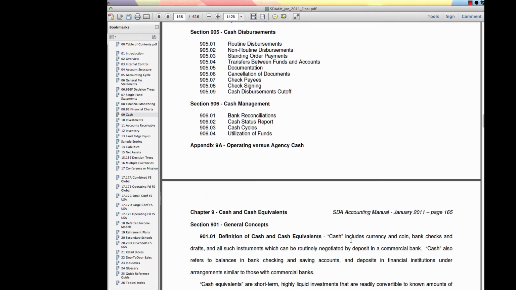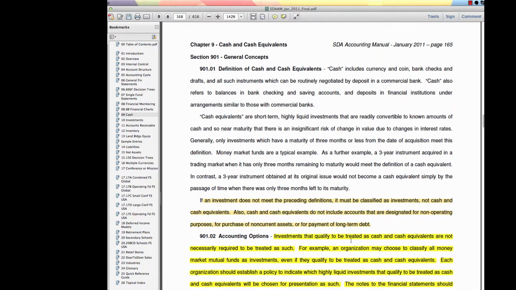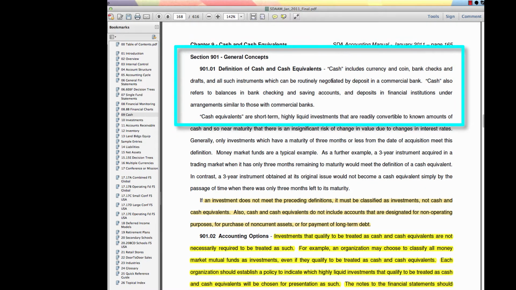So let's get started. First off, let's get a definition of what we mean by cash and cash equivalents. So forgive me for reading this to you. Cash includes currency and coins, banks and checks and drafts and instruments that you may have in your cash receipts drawer, your cash register. So if someone has paid you by a check, that counts as cash, and that sort of thing, a money order.